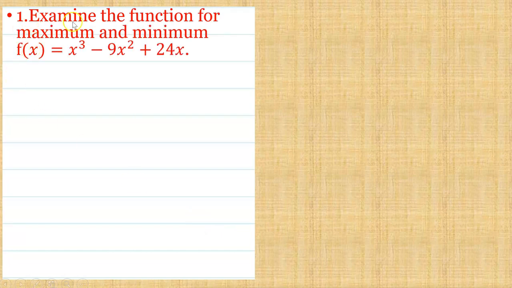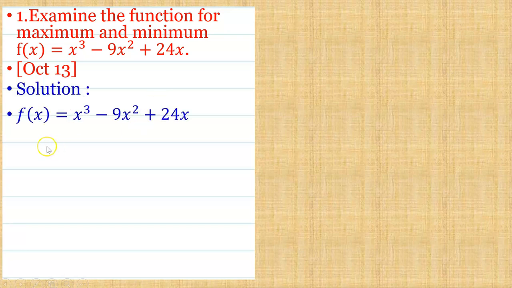First problem, that is examine the function for maxima and minima. What is the function? f of x is equal to x cube minus 9x square plus 24x. This example was asked in October 13th. Now the solution. Again, this is the function.